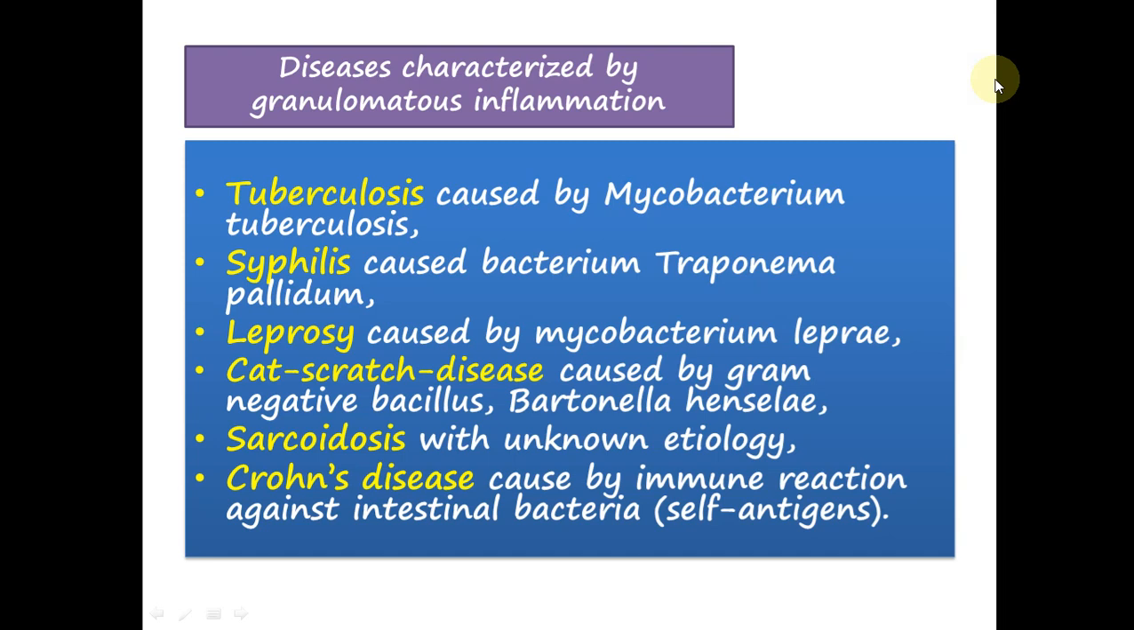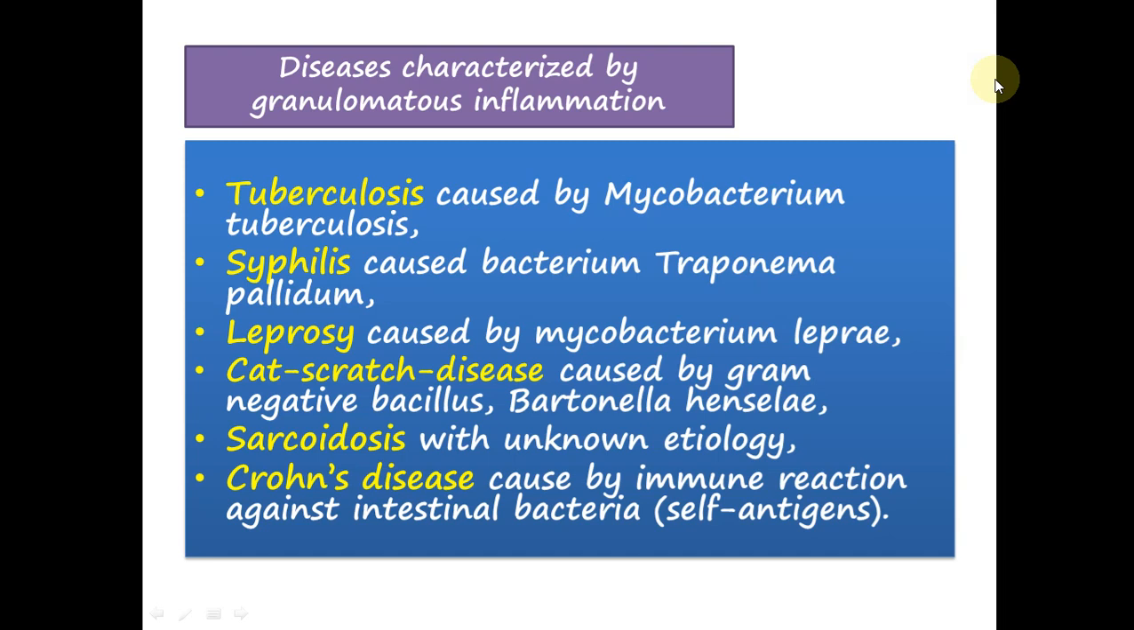Sarcoidosis is the fifth type of granulomatous inflammation. The exact cause of sarcoidosis is unknown, but what happens is that an autoimmune type of reaction occurs, and the disease affects many systems in the body. So sarcoidosis is not caused by any bacterium, virus, fungus, or any other microorganism.